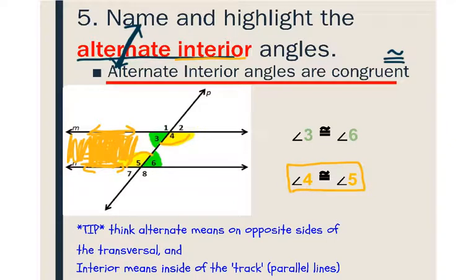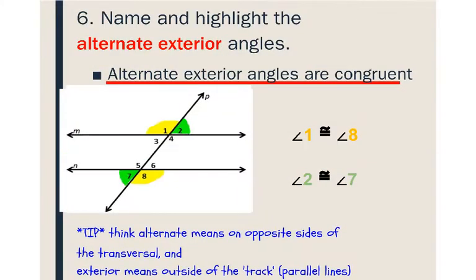Same measurement. Likewise, I have angle 3 and angle 6. Opposite sides of my transversal P, but inside, in between my parallel lines. So angle 3 is congruent to angle 6. So we've got vertical angles, corresponding angles, alternate interior angles are congruent, and the last congruency one I'm talking about is alternate exterior. Again, alternate, opposite sides of my transversal.